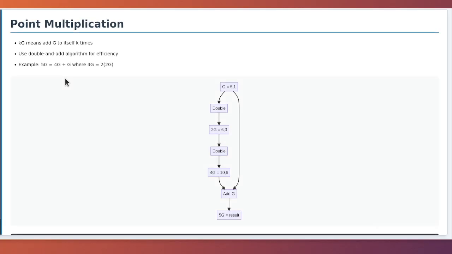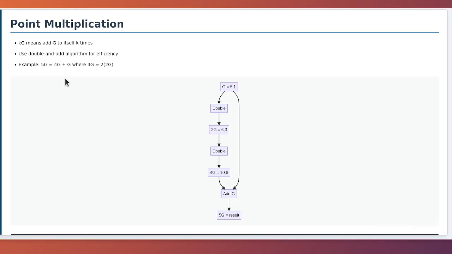Point addition on curves. Adding points on an elliptic curve is different from adding regular numbers. When we add 2 points P and Q on the curve, we get another point R that is also on the curve. The geometric rule is elegant. Draw a straight line through P and Q, find where it intersects the curve at a third point, then reflect that point across the x-axis. The reflected point is R equals P plus Q.